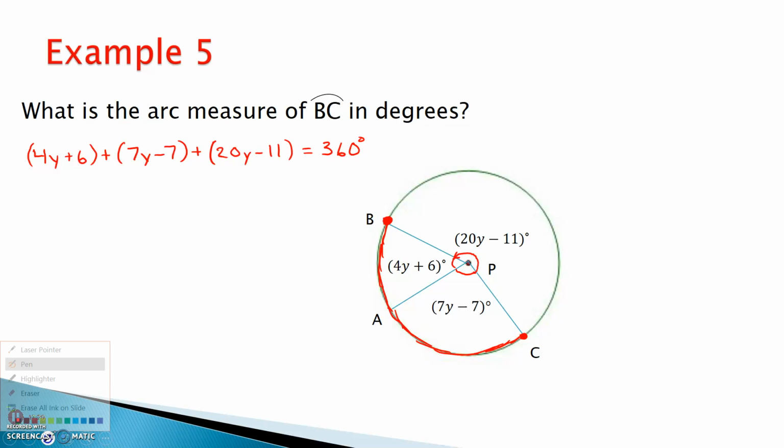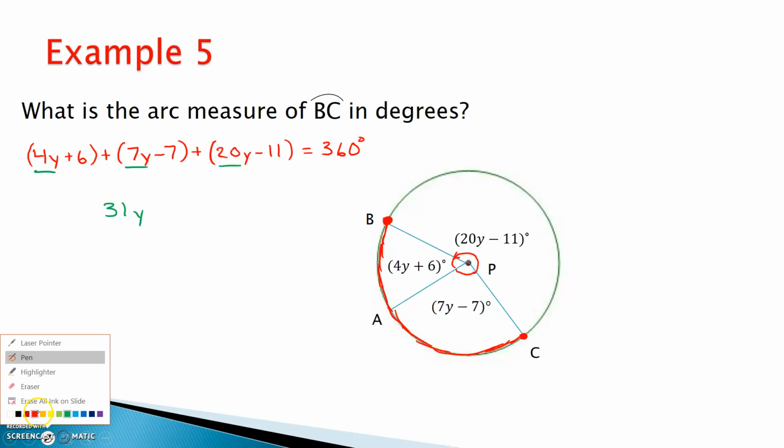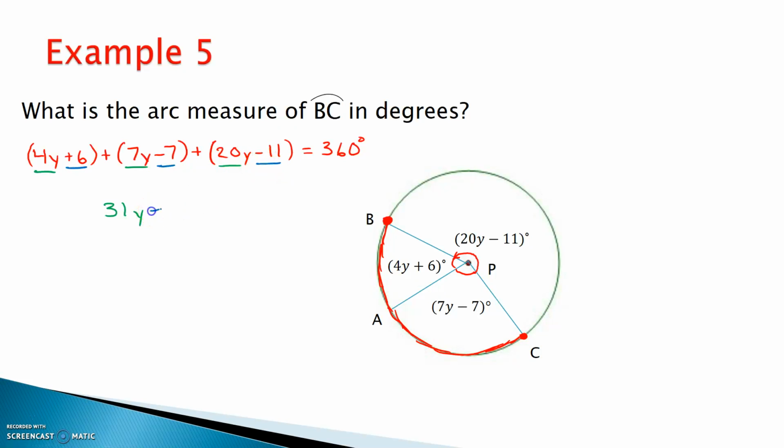And again, this is just a matter of combining like terms here. Let's go ahead and say that's 4y, 11y, that's going to be 31y. Okay, let's go ahead and combine our nice whole constants. 6 minus 7, that's negative 1. Negative 1 minus 11 is negative 12. Is equal to my 360 degrees. All right, let's go ahead and solve this.